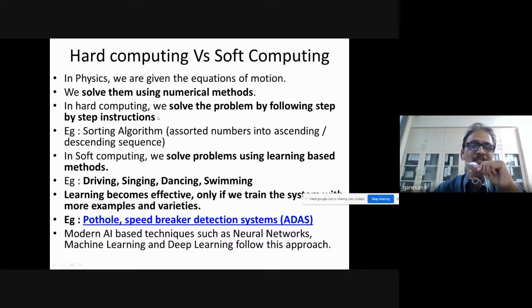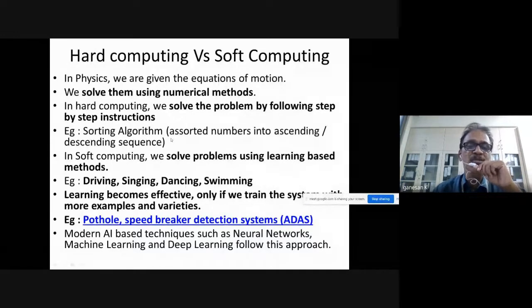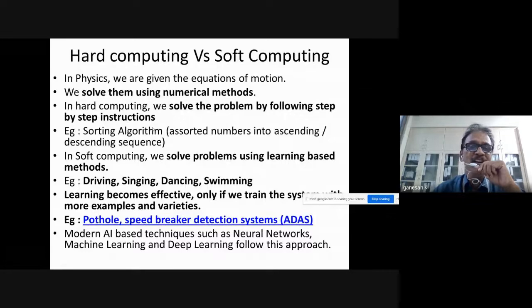When I say hard computing, for example, you take a sorting algorithm. Somebody is giving a set of numbers, and then asking you to sort it either in ascending order or descending order. It may be a bubble sort algorithm or a selection sort, some sorting algorithm where a step-by-step instruction is given. According to the instruction, you pass the input data. At the end of it, you will get an output which is sorted. So this is what we conventionally do.